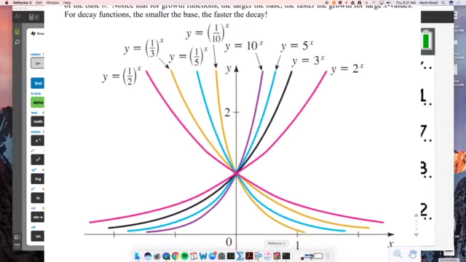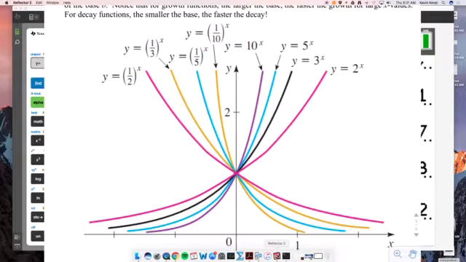So here is kind of a nice little picture of some exponential growth functions and their reflective decay partners. So let's look at the growth functions first. If you look at positive x values, the slowest growing one is 2 to the x. The next fastest growing one is 3 to the x. Then the blue one is 5 to the x. And then finally 10 to the x.